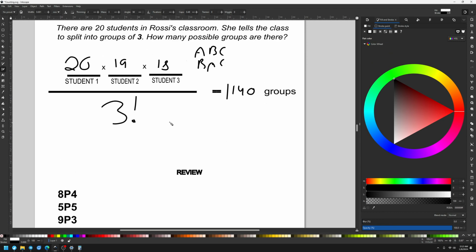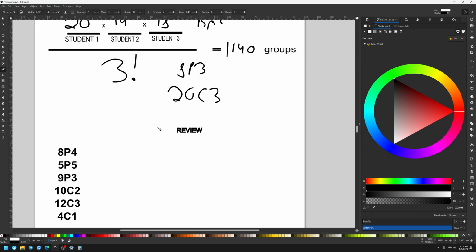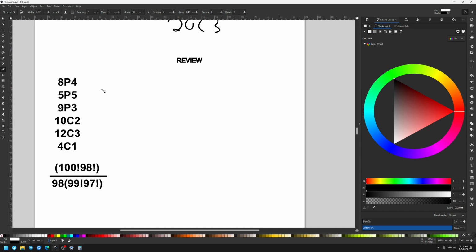Before we review, for these problems, since it's a combination, it's going to be similar to permutations, where we had 8 permute 3. Instead here, for this problem, we had 20 choose 3. For a combination, we just write a little C, and we do this process. Okay, so time for review.